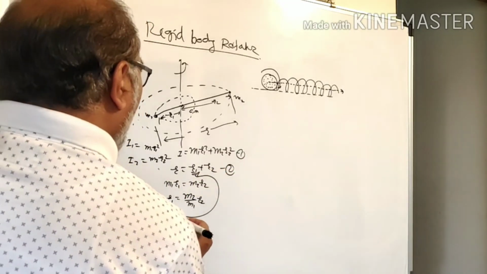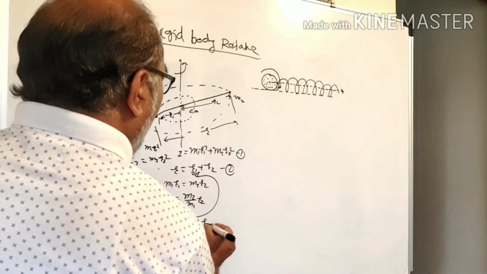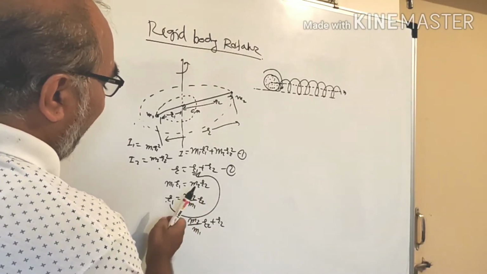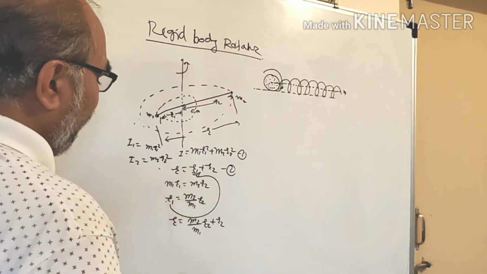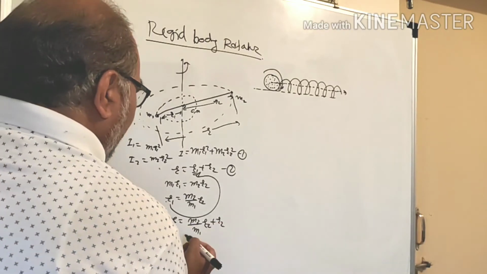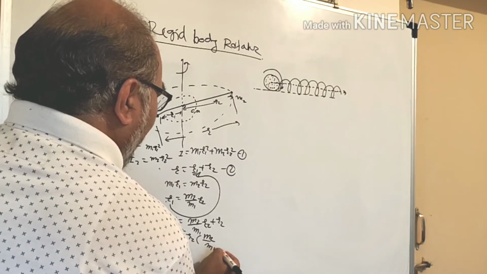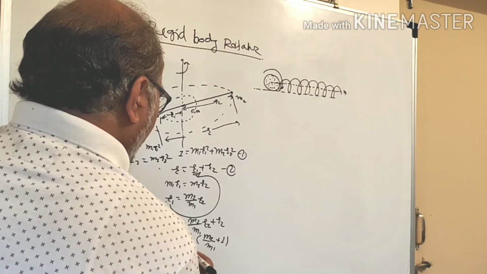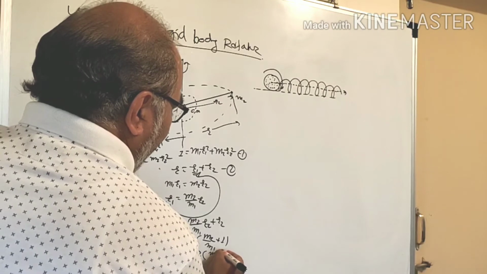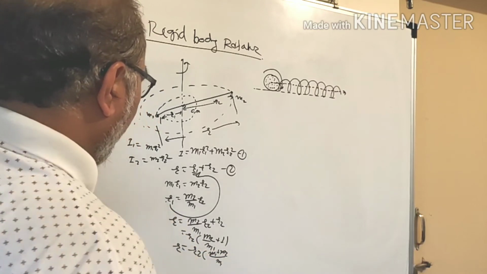So what happens there? r is equal to r1 plus r2. Put this value of r1 in equation 2. We have r is equal to m2 divided by m1 r2 plus r2. You take r2 common here, and therefore this becomes m2 divided by m1 plus 1, is equal to r2 into bracket m1 plus m2 divided by m1, is equal to r.